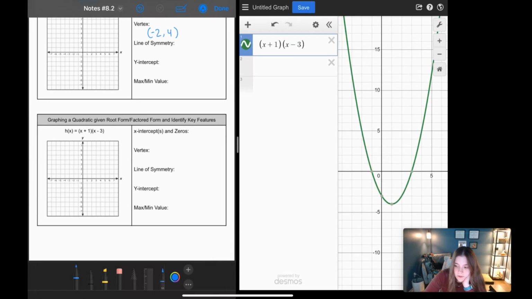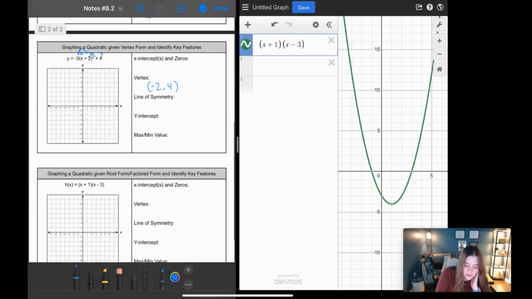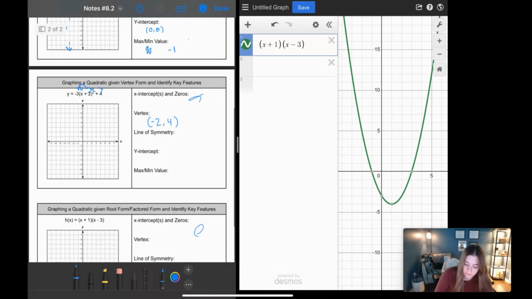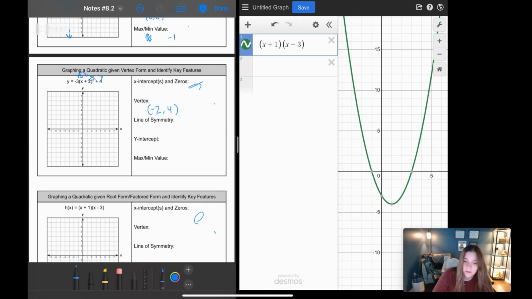Remember, Desmos is your friend. You are going to fill out the key features for all of these, okay? We already did that one together. So now you're just following Desmos and filling out the key features here and here.